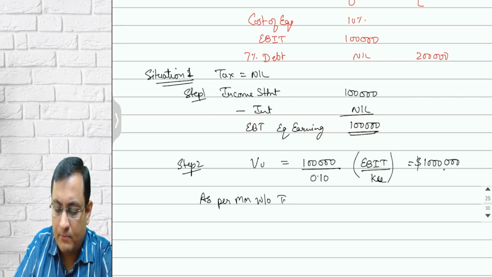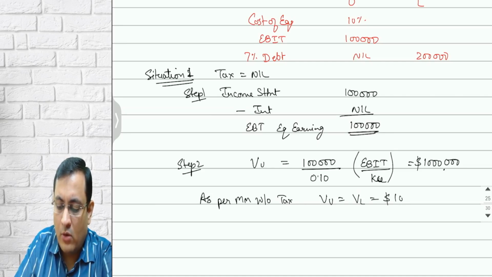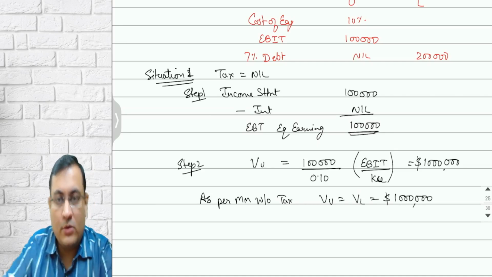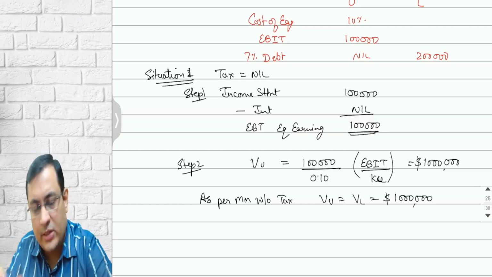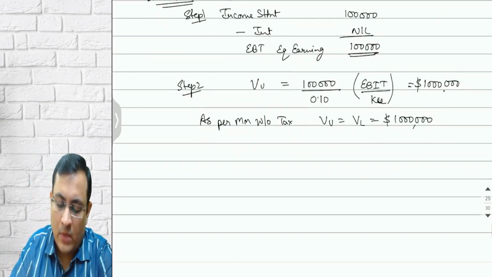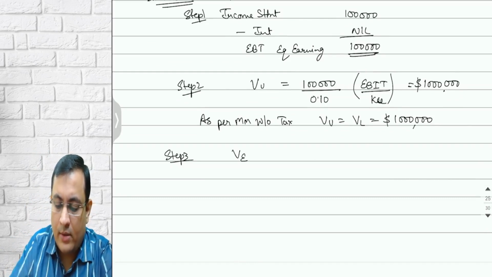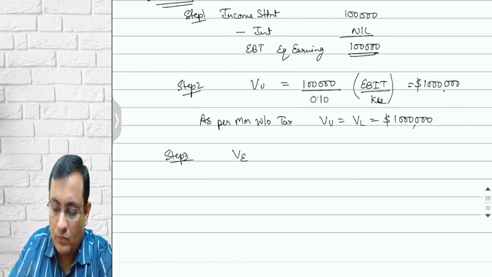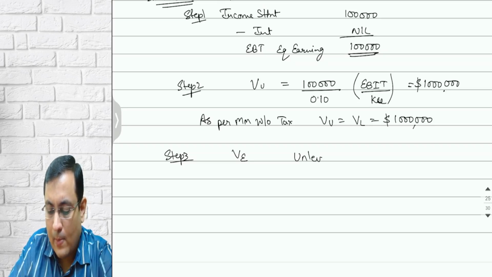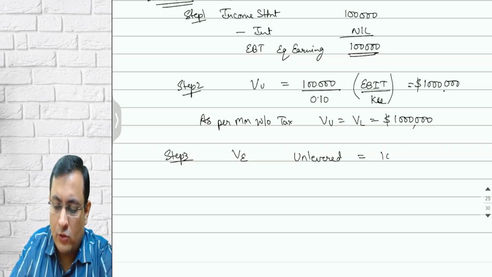Without tax, VU is equal to VL, which is also equal to 1,000,000. Even though you are introducing debt, still the value will not change. Next, step 3, value of equity. In case of U, unlevered, it is equal to 1 million only, because it's 100% equity.